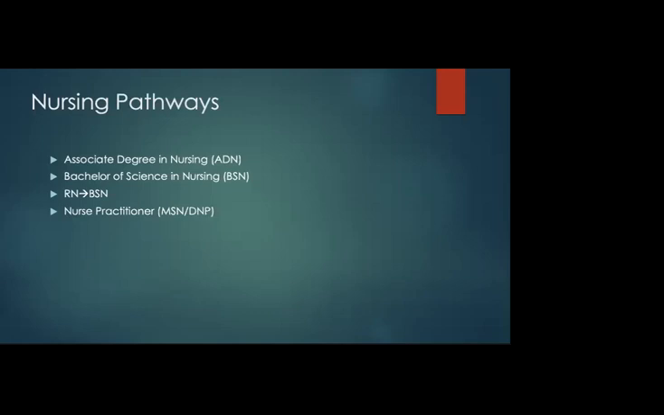So the nursing pathways include the associate's degree in nursing, abbreviated ADN, the Bachelor's of Science in Nursing, abbreviated BSN, RN to BSN, and nurse practitioner. For this presentation, we're going to primarily focus on the first two, the associate's degree and the bachelor's degree in nursing, and a little bit into the RN to BSN. If there are any questions about nurse practitioner, you can ask them at the end and I'll try my best to answer them.